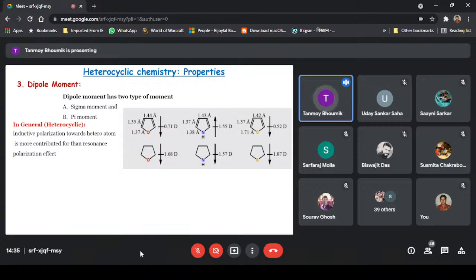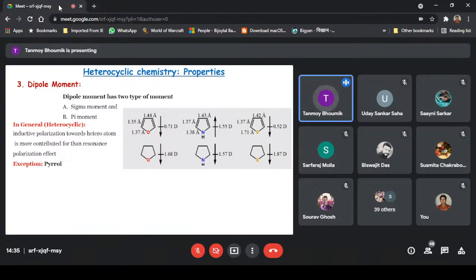What is the dipole moment? Dipole moment has two types: one is the sigma moment, another is the pi moment. Sigma moment is always due to the single bond, the sigma bond, and the pi bond is present whenever the compound contains any double bond or triple bond character. Here I am showing that all the 5-membered aromatic compounds have sigma moment as well as pi moment, and the sigma moment and pi moment easily reinforce each other, and it shows the higher dipole moment for this compound.